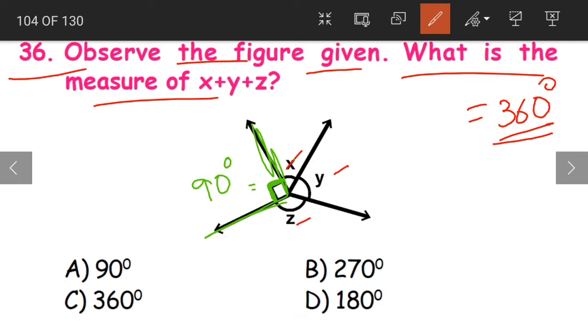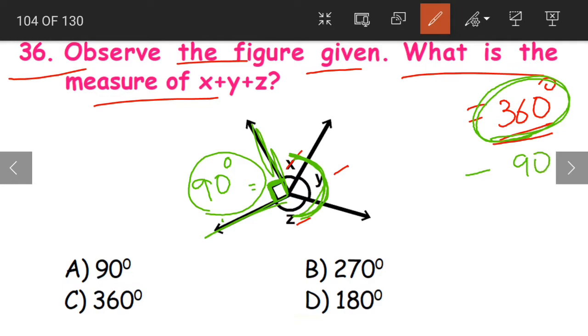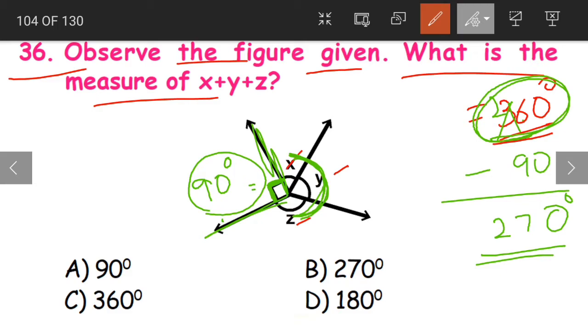So what are we supposed to find out here, children? We have to find out x plus y plus z. The total angle is equal to 360 degrees. From that we know 90 degrees. Now when we subtract the 90 degrees from 360, this will become 270. What is remaining? 270 degrees is remaining.